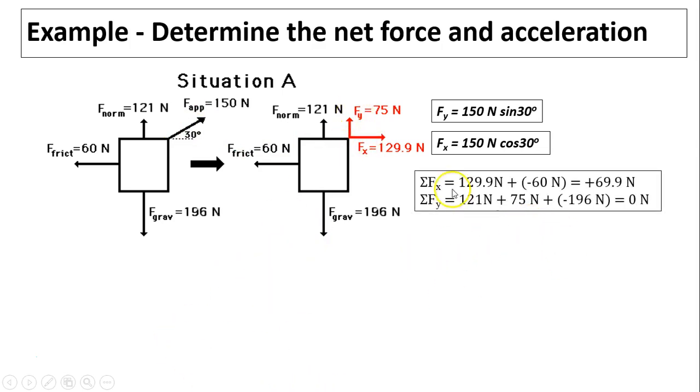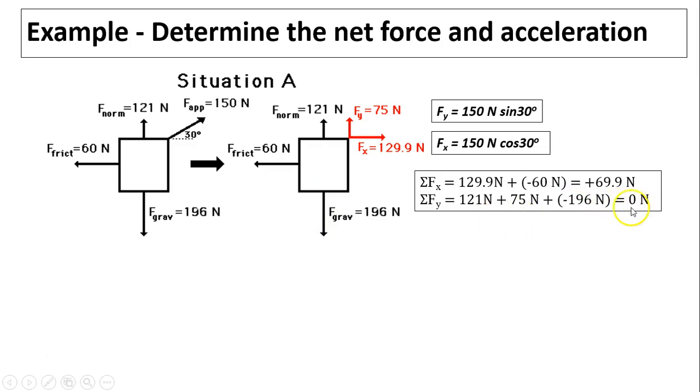Next, you have to add all the x together. Going to the right is positive, so 129.9 plus going to the left is negative, so you can plus negative 60, or you can just subtract 60. And that gives us 69.9. And add all the forces in the y direction. 121 is up, 75 is up, plus 196 is down. And that gives us 0.